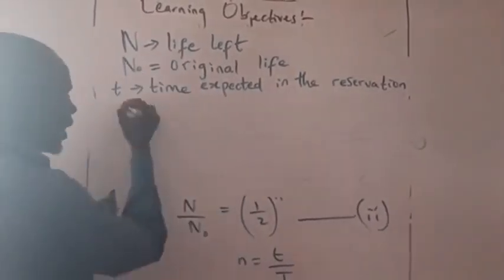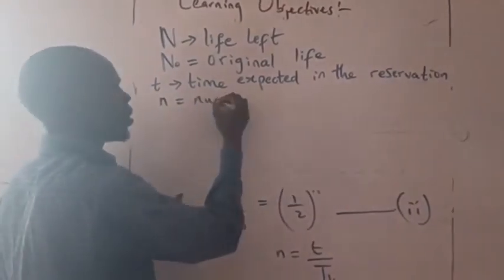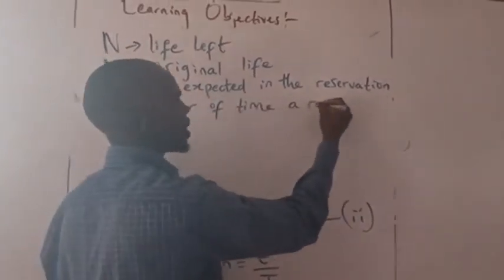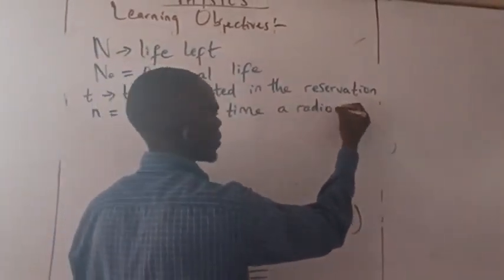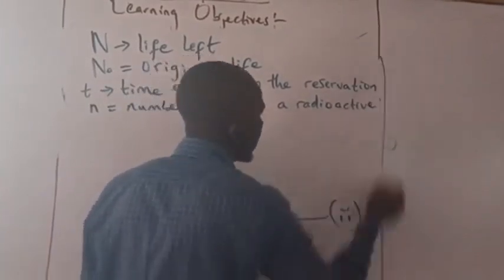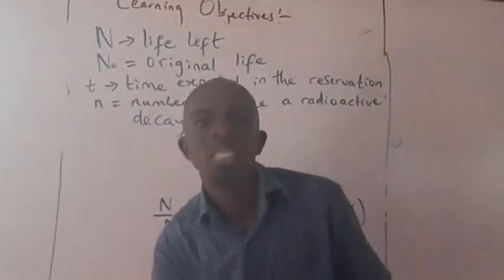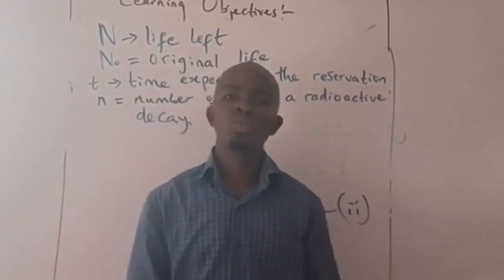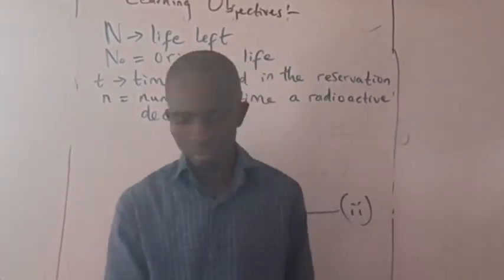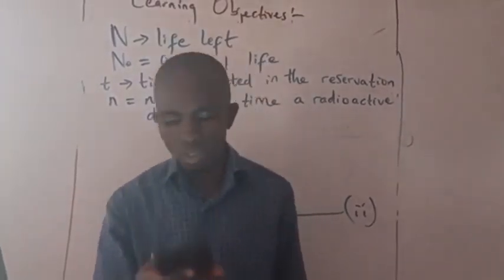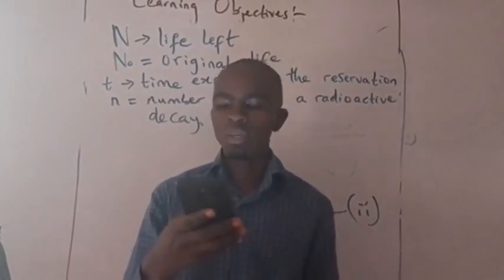And our small letter n is the number of times a radioactive element decays, which means the number of times it disintegrates. So let us see some questions concerning half-life. Let's see the first question. We have about 4 examples we need to examine today.